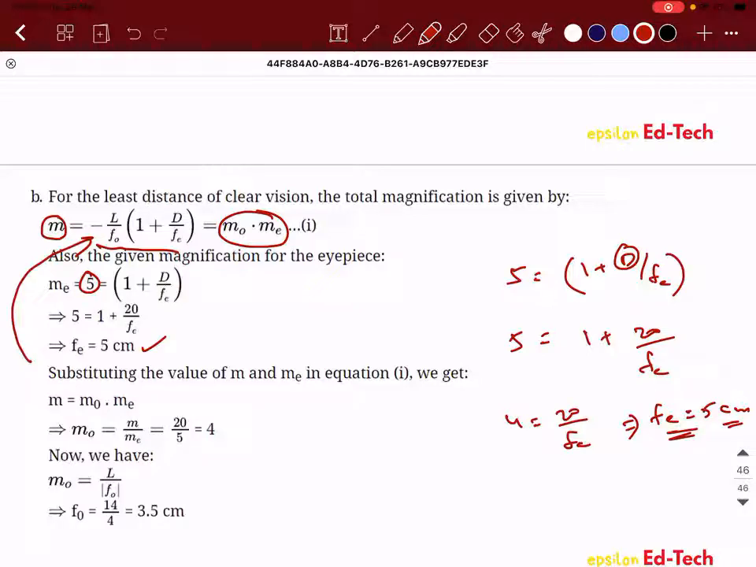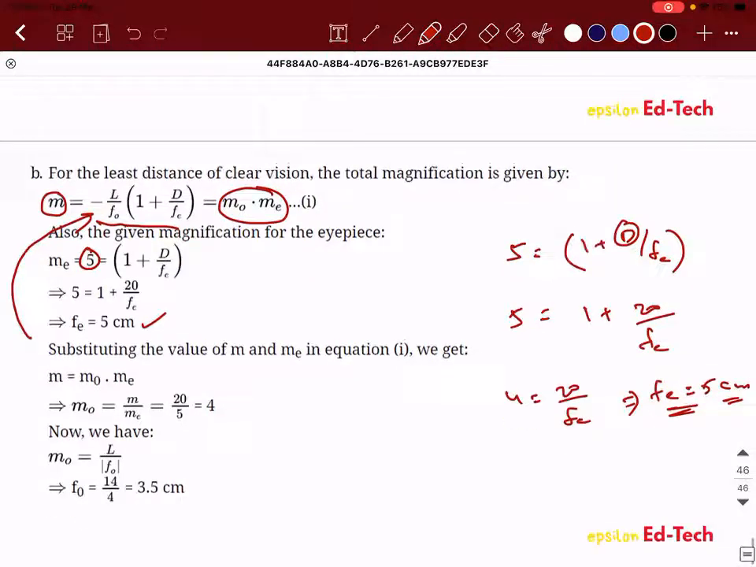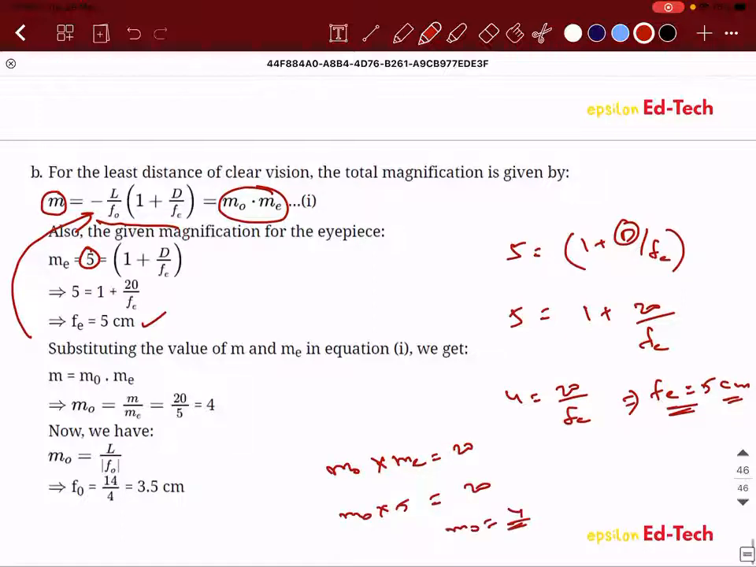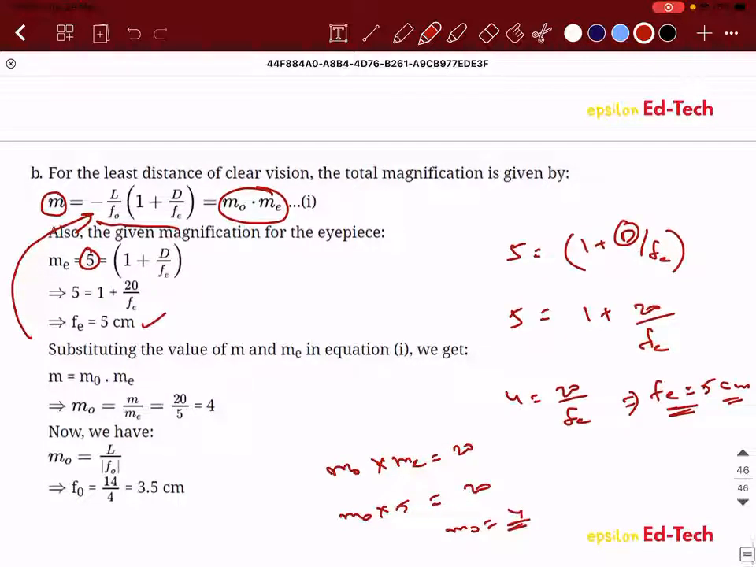So when you substitute it in this formula, we know this M0 into ME is also equal to 20. M0 into 5 will be equal to 20. M0 is 4. So the magnification produced due to the objective is 4, but the magnification due to the objective is L by F0. So L by F0 is equal to 4. L is already given as 14 centimeter. 14 divided by 4 will be equal to F0, which will be 3.5.